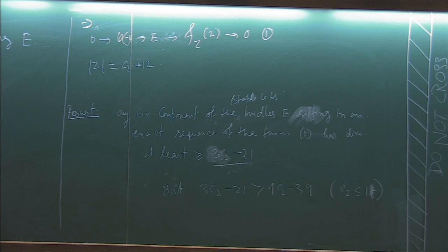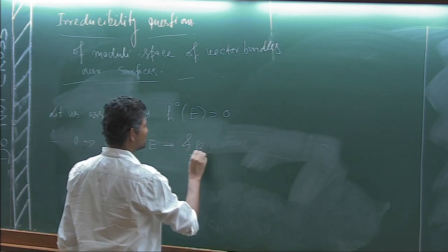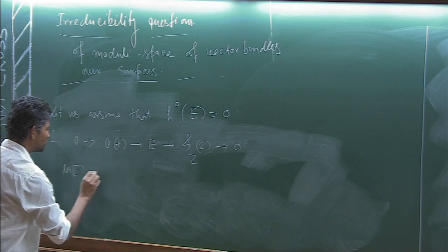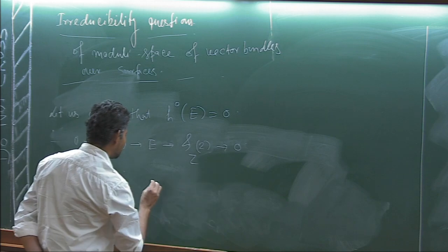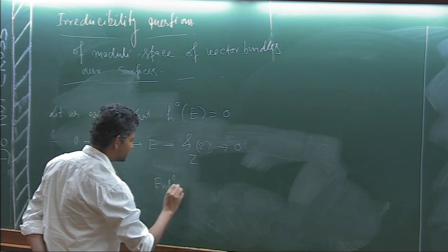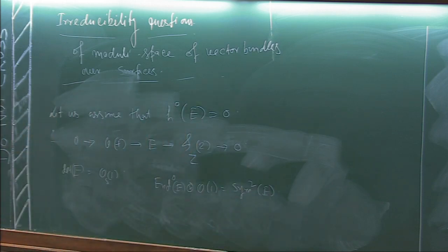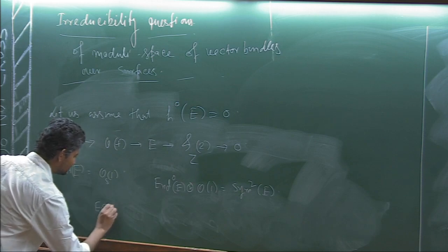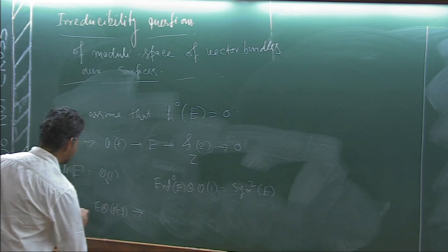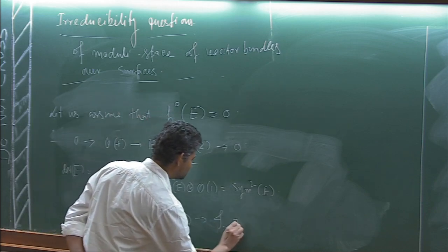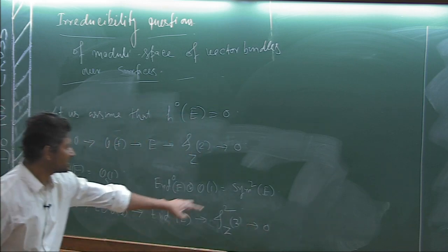So if H naught of E is not equal to 0, then the Euler characteristic computation says that E sits in an exact sequence of the form 0 to O(minus 1) to E to I_Z to 0. So since the determinant of E is equal to O(1), we have the identification that End_0 of E tensor O(minus 1) is isomorphic to S2 of E, which gives an exact sequence E tensor O(minus 2) to I_Z squared.